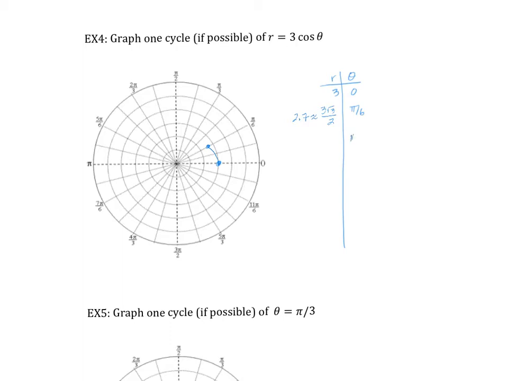Next thing I'm going to do is go to pi over 4. That's actually not on my graph, so let me just write that in. Cosine of pi over 4 is square root 2 over 2 times 3, so this is going to be 3 times the square root of 2 over 2. Square root 2 over 2 is about 0.7, so times that by 3, this is about 2.1. At pi over 4, I'm going to go out 2 and a little bit more and continue on. Let's try pi over 3. So at pi over 3, cosine is half. So this becomes 3 over 2, or 1.5.